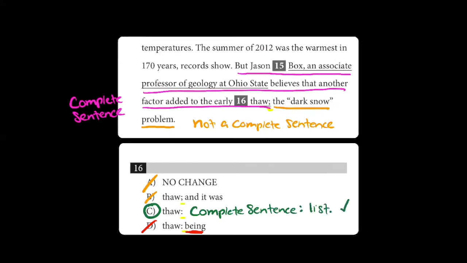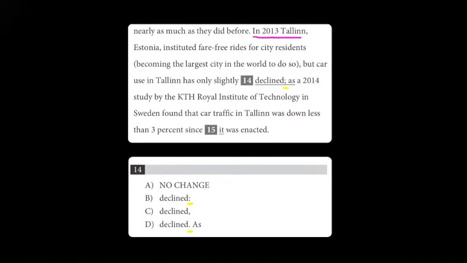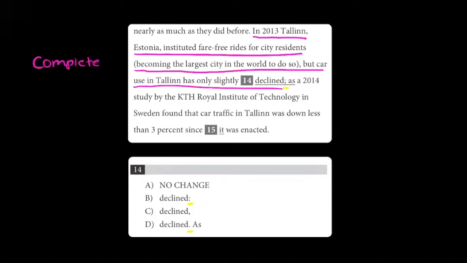Let's try another one that has semicolons and colons. So again, because we're dealing with semicolons and colons, the first thing we want to think about is whether we have complete sentences before and after the punctuation. "In 2013, Tallinn, Estonia instituted fare-free rides for city residents, becoming the largest city in the world to do so, but car use in Tallinn has only slightly declined." That is a complete sentence.